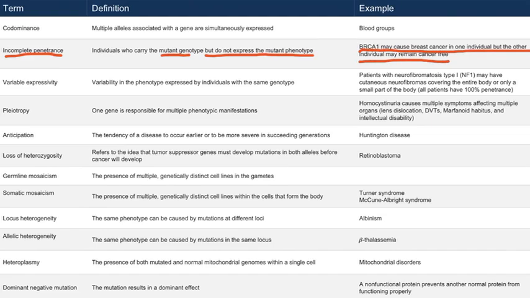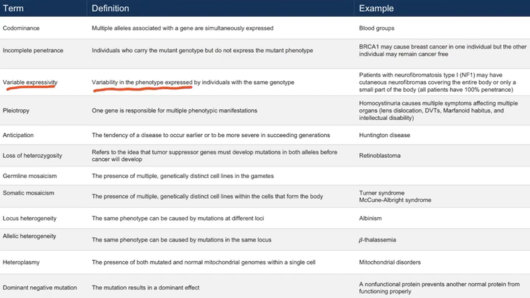So again, this idea of some patients carrying the genetic mutation but not actually manifesting the disease is called incomplete penetrance. Variable expressivity refers to the idea that there is variability in the phenotype expressed by individuals with the same genotype. For example, some patients with neurofibromatosis type 1 may have cutaneous neurofibromas covering the entire body, while others may only have a small part of the body covered by lesions.